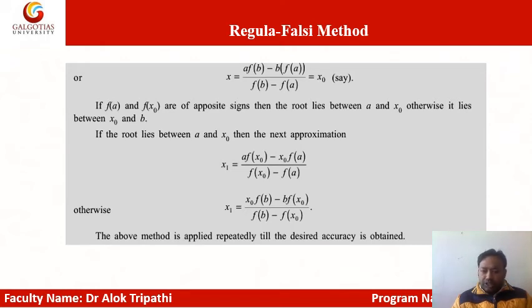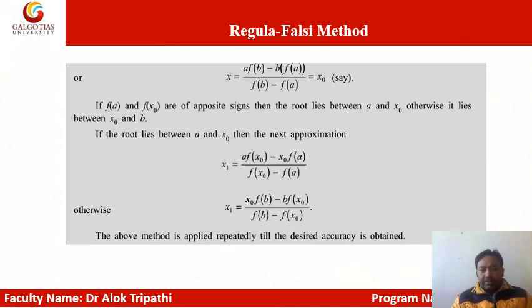Now we shall check the value of the function at this x naught, and we will decide whether our root lies in a to x naught or x naught to b. If f of a and f of x naught are of opposite signs, then the root lies between a and x naught. Therefore our interval of interest will be a to x naught.